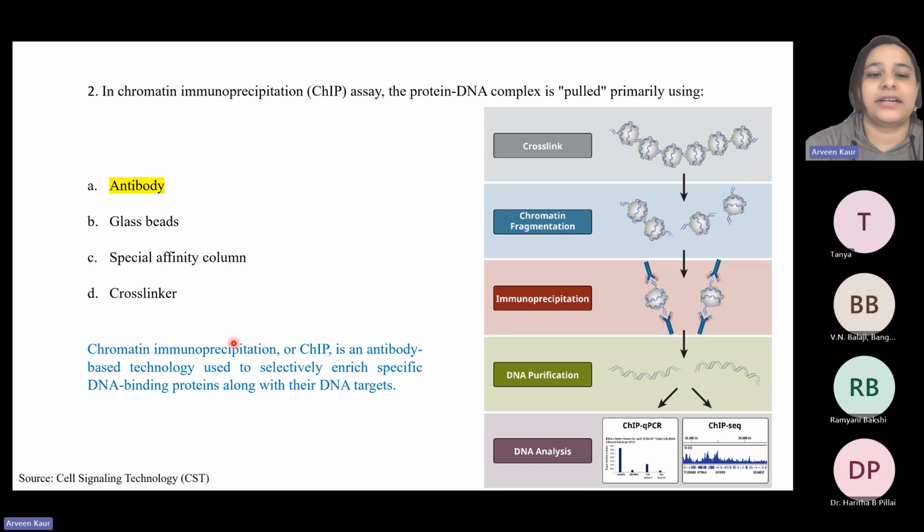First, let me read out this particular definition of ChIP that I have picked up from CST, which is one of the companies which provides basically.